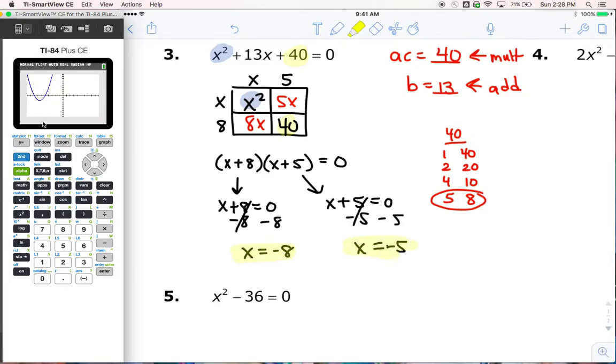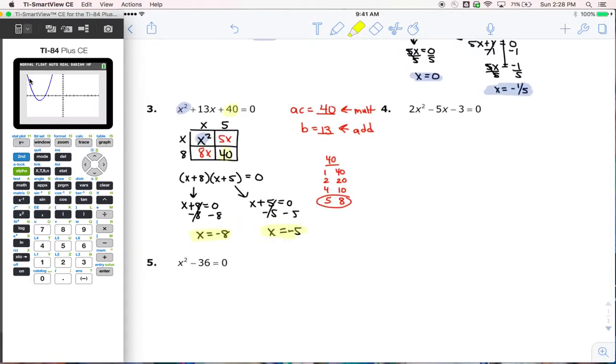And we totally saw that from the graph, but this is how you would do it the long way by hand, right? And if nothing else, this is just a great factoring review. Okay, let's take a look at number 4.